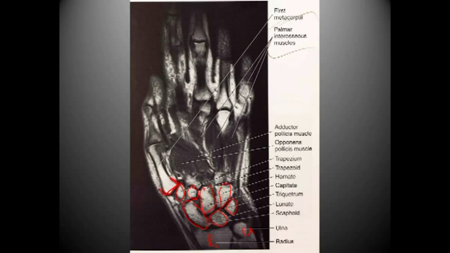We have metacarpophalangeal joints, interphalangeal joints. This is the proximal interphalangeal joint. Here are all of the metacarpophalangeal joints that we have here, here, here, and here are the interphalangeal joints that we have as well.